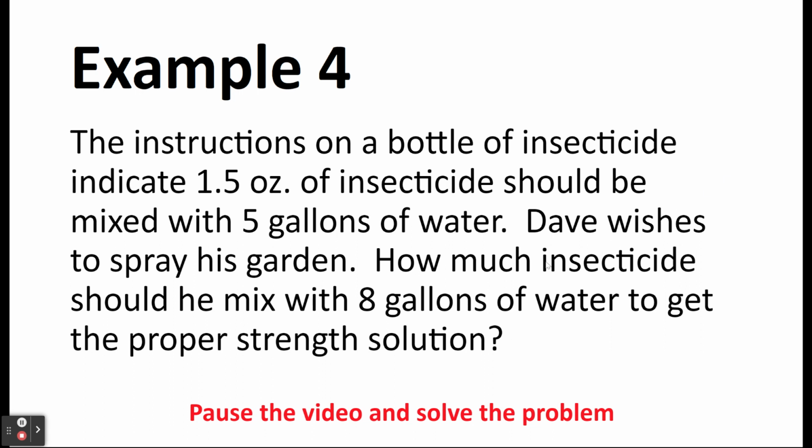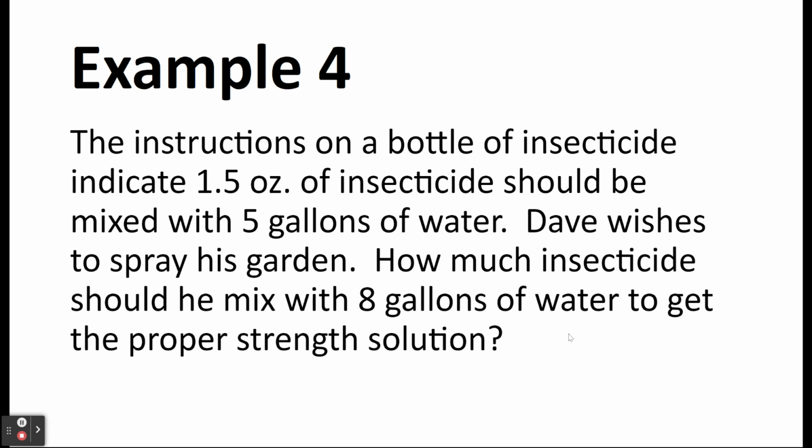So in looking at this, what we can do is calculate it out, and I would use just two simple fractions. 1.5 ounces is to 5 gallons as X ounces is to 8 gallons. You can do a simple cross multiply and divide, and hopefully you got 2.4 ounces.